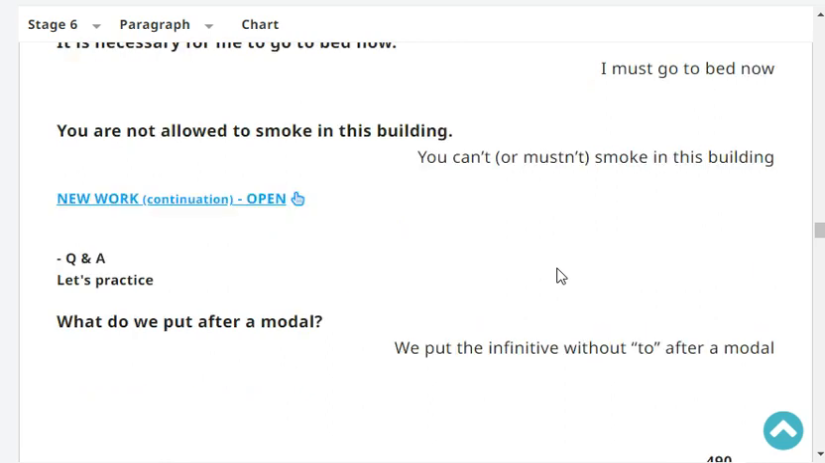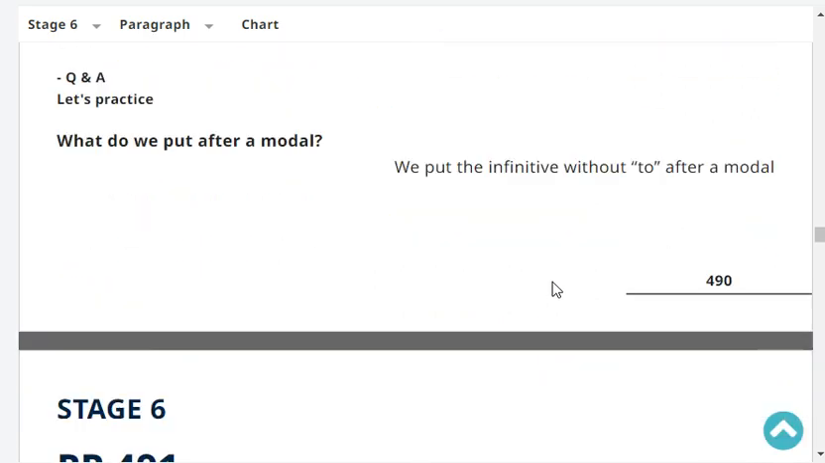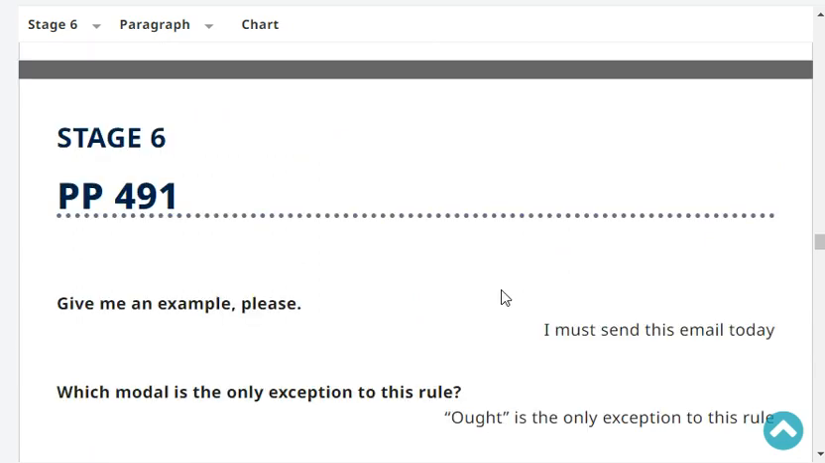What do we put after a modal? We put the infinitive without to after a modal. Give me an example, please. I must send this email today.